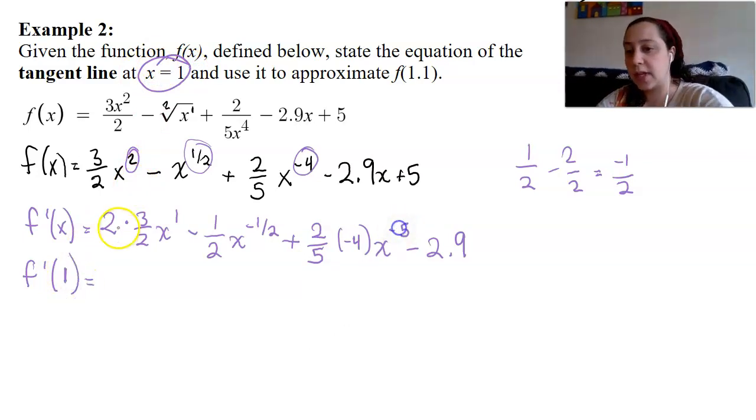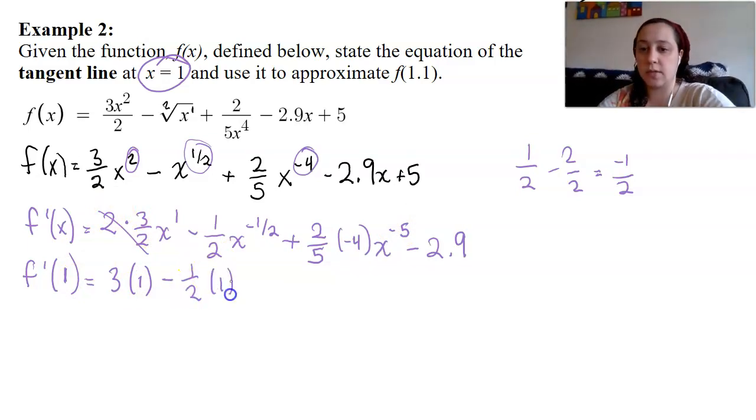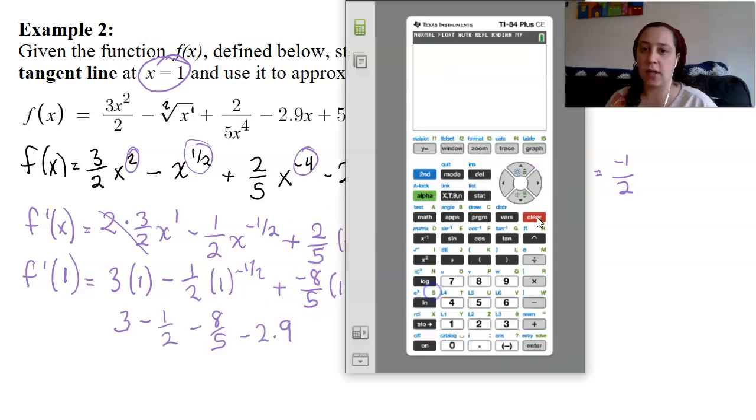So I'm going to simplify that a little bit. So I get 3 times 1 minus 1/2 times 1 to the -1/2 plus, let me simplify this, 2 multiplying -4 is -8 over 5, plugging in my 1 here, to the -5 minus 2.9. And really, I could have put in my calculator much earlier on. Let me actually do that so I don't make any mistakes.